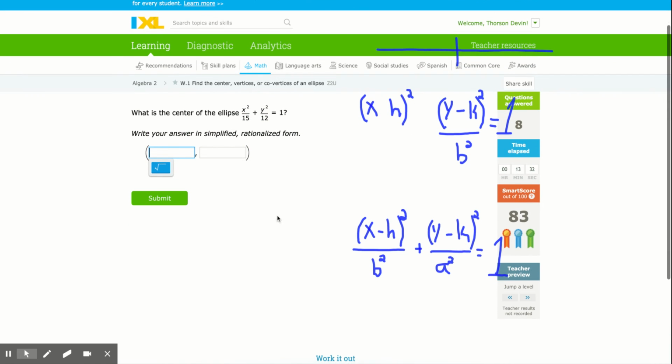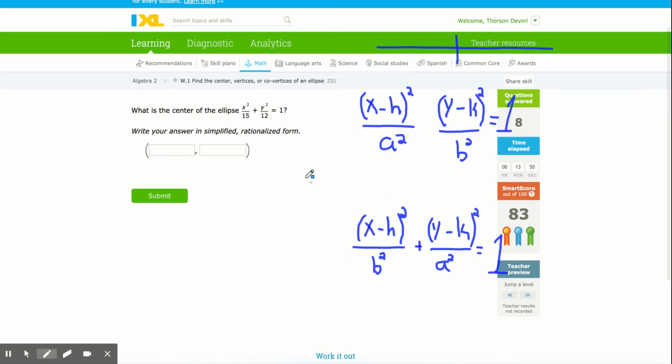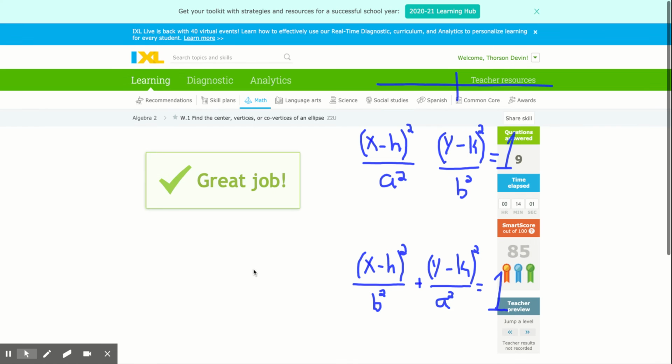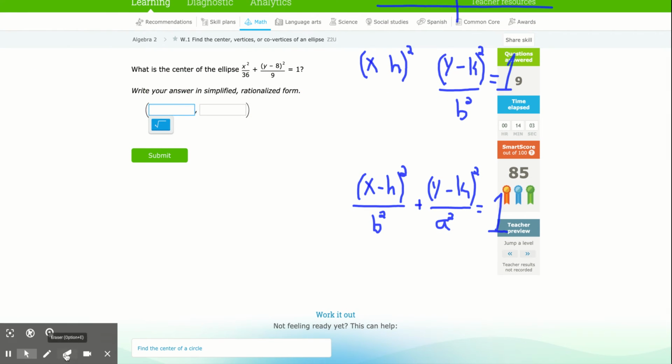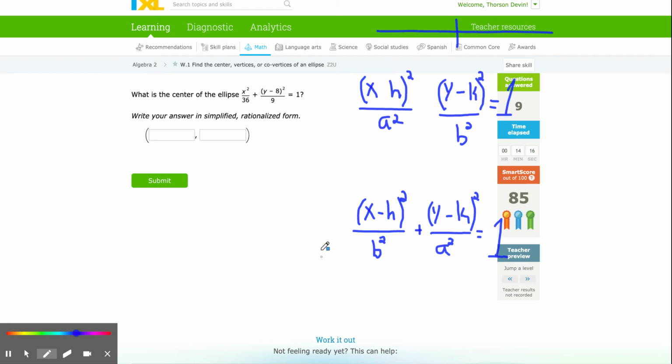So again, here, another center one. Again, very simply (0, 0), because there is no shift in the x or the y. There's no h or k value.